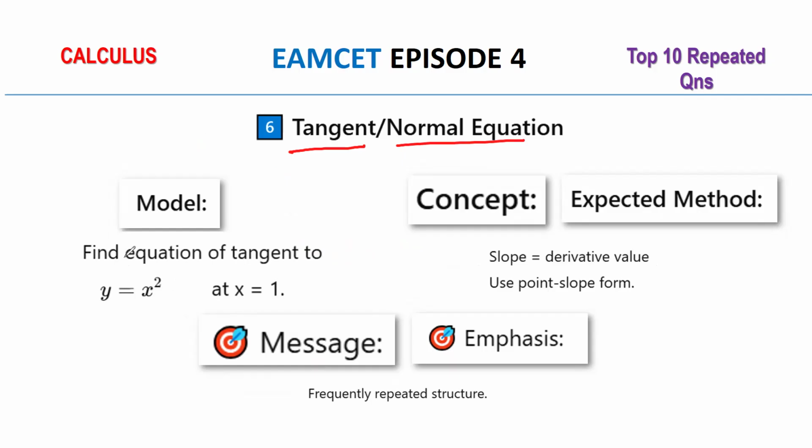See, we are given: find the equation of a tangent to y is equal to x square at x is equal to 1. What is y is equal to x square? It is one equation which resembles a parabola. What is the concept? How should we approach it? We should take the slope, the derivative value, and use the point slope form. So this is also one of the frequently repeated structures.